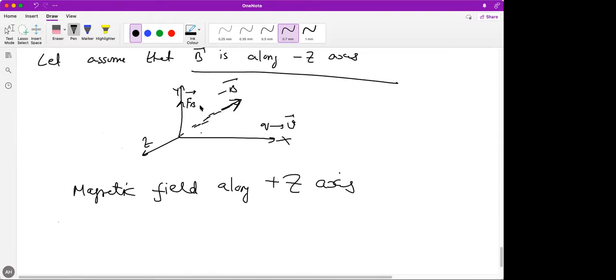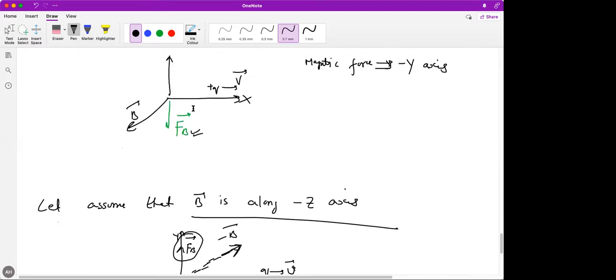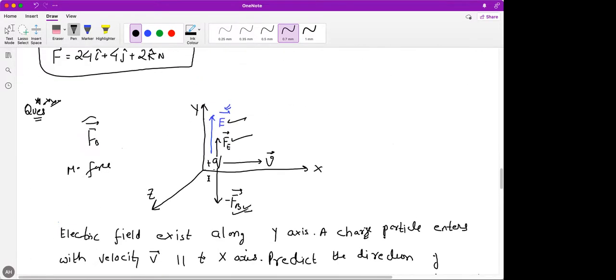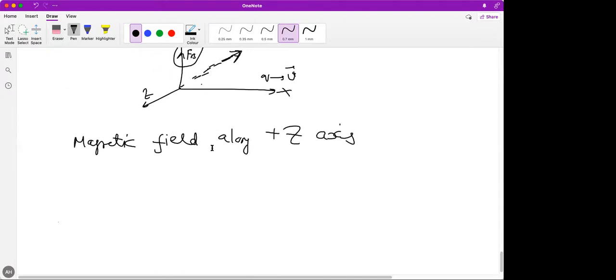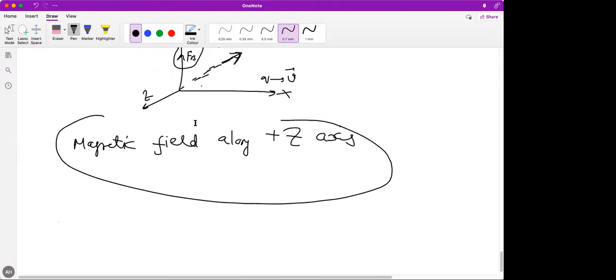And in this diagram, if we take the inverse direction, then what is the direction of magnetic force? Positive y-axis. If we take the magnetic field to be along the negative z-axis, then the magnetic force is along the positive y-axis. But we need the magnetic force along the negative y-axis. That's why this is wrong. The magnetic field is along the positive z-axis.